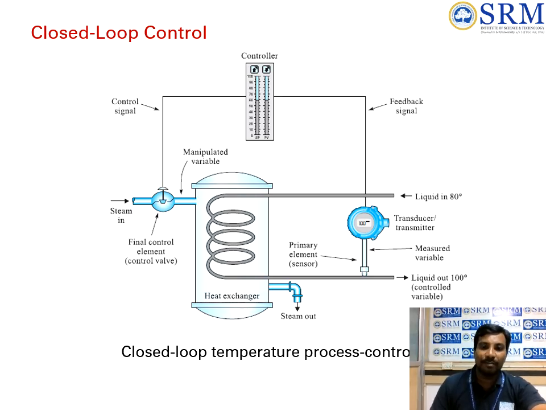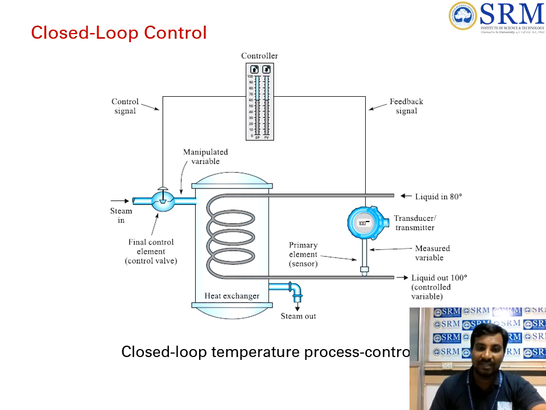The amount of steam that passes through a control valve determines the temperature at which the liquid is heated. The primary element is the sensor, which is used to detect the condition of the controlled variable, which is the temperature of the liquid leaving the exchanger. The sensor output, called the measured variable, is converted by a transducer or transmitter into a standard signal before it is sent to the controller.